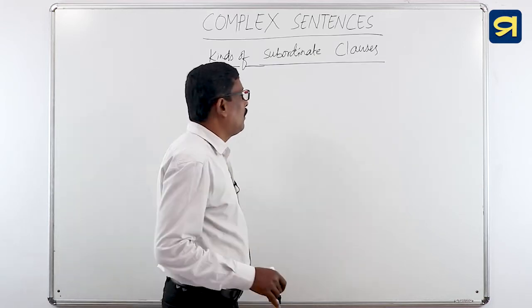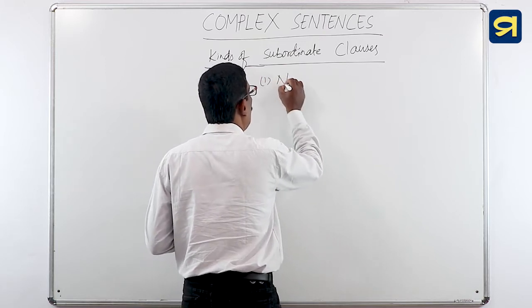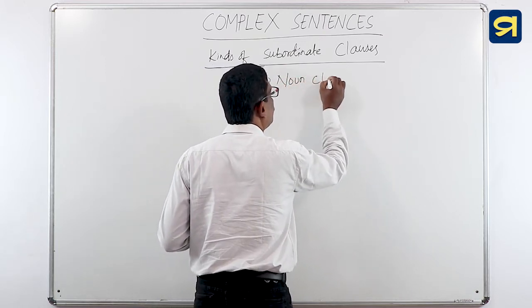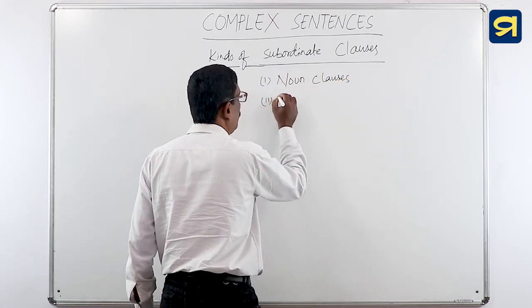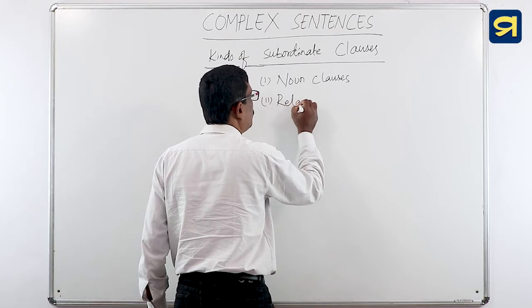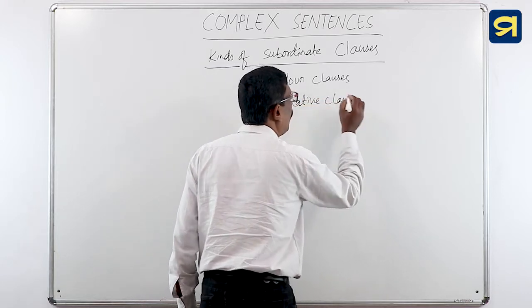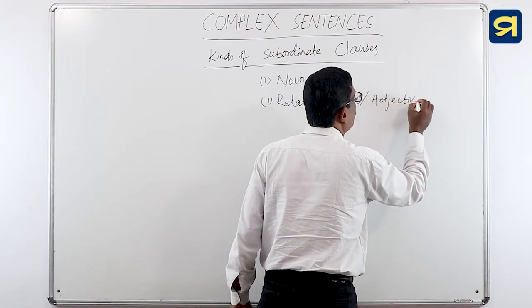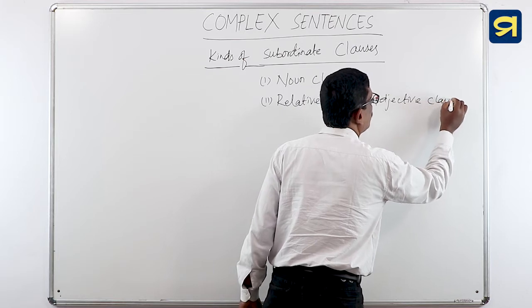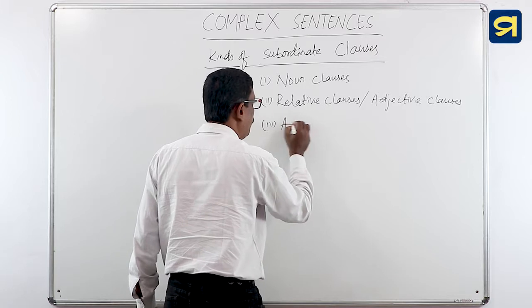Subordinate clauses are of three kinds. Number one is noun clauses. Number two, relative clauses or adjective clauses. Number three, adverb clauses.